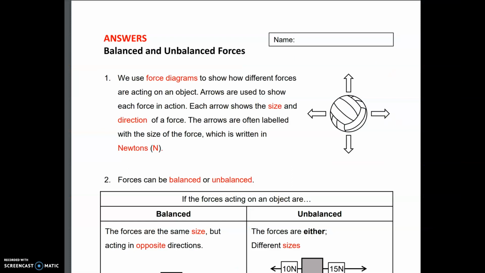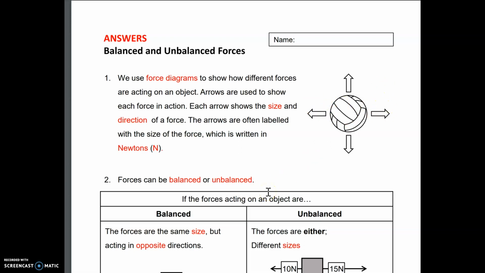All right, so now we're going to be filling out your notes paper. Here you can see on your paper that we have another force diagram, right? We use these diagrams to show how different forces are acting on an object. And arrows are used to show the direction of each force. Each arrow shows the size and the direction of a force. And the arrows are often labeled with the size of the force, which is written in N. So usually you will see something that says like 5 newtons or 10 newtons or something like that.